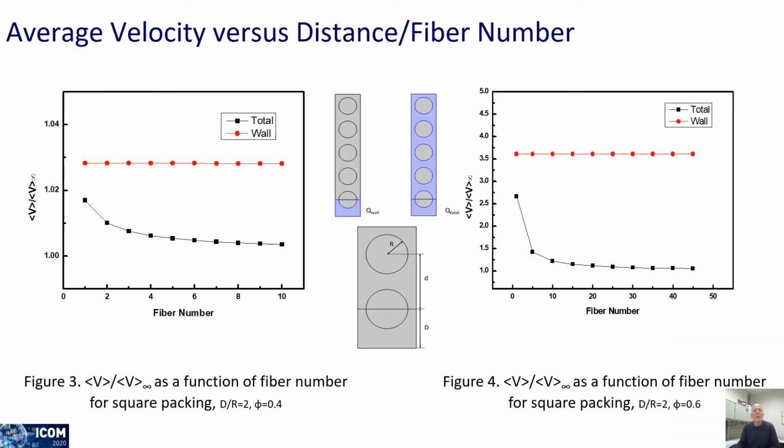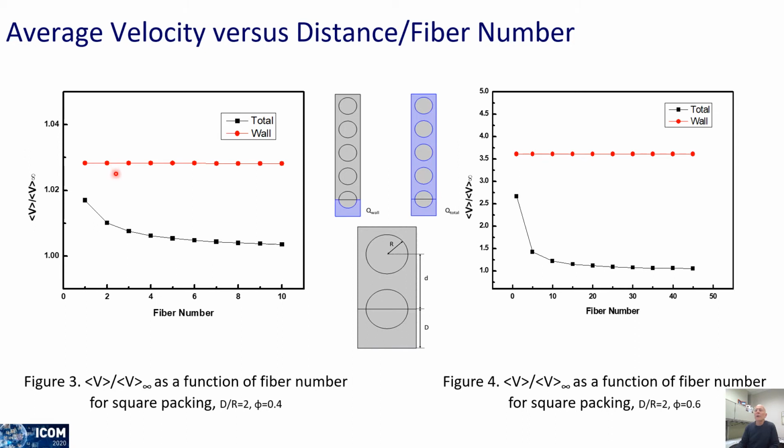What's illustrated here is the average velocity that was calculated for the flow around the fiber closest to the wall, as well as the average velocity for the flow through the entire stack of fibers that was considered as a function of fiber number. Both of these figures are for square fiber packings for two different values of the fiber packing fraction. The figure on the left is for a packing fraction of 0.4, and the figure on the right for a packing fraction of 0.6, both for a D/R ratio of 2. So the distance from the wall to the center of the fiber is 2 times the radius of the fiber.